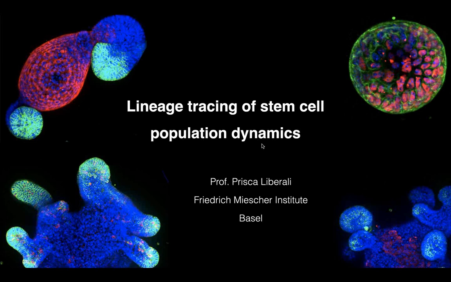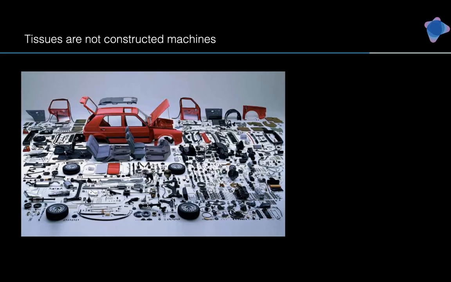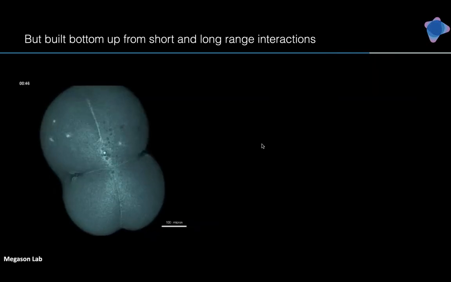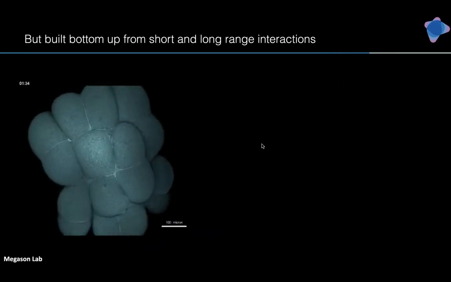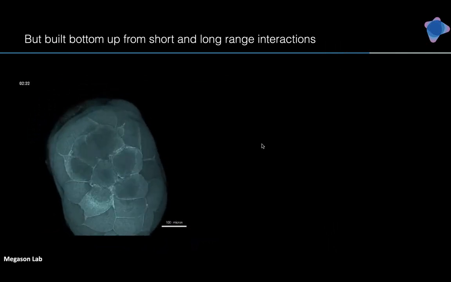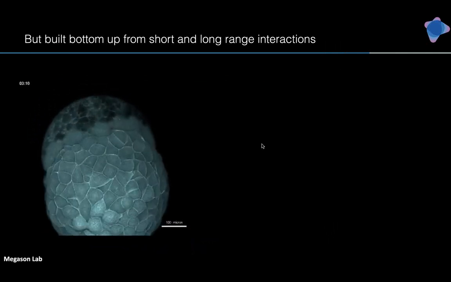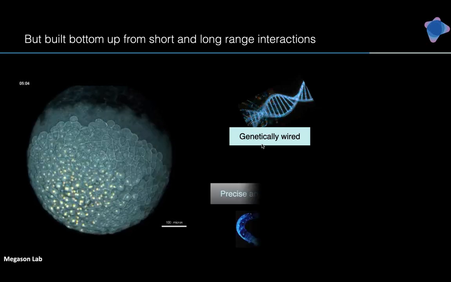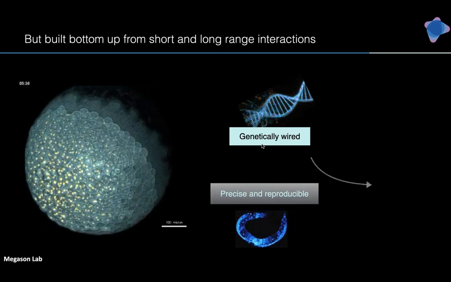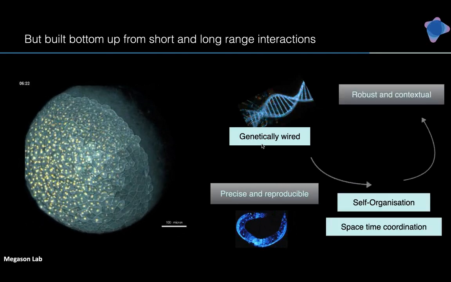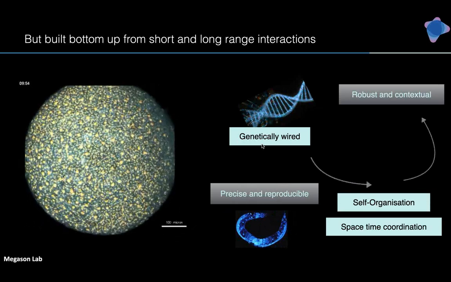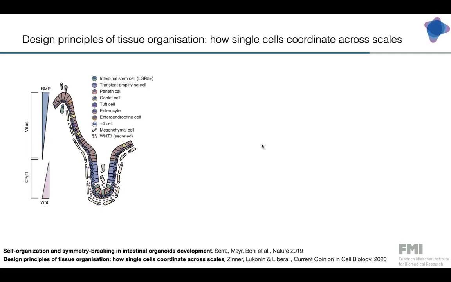I think one of the main challenges we always had is that tissues are not constructed machines. They don't have a blueprint. They are built bottom up, with individual cells changing shape and function, acquiring a really new function and genetic program, while always maintaining continuous communication with the other cells. This is inherently a very complex process that is genetically wired to keep it precise and reproducible. However, we need to have a certain robustness and context, maintaining this space-time coordination with the rest of the, well, what we call the design principle of tissue organization. It's really how single cells coordinate across the scales, both spatially and temporally.